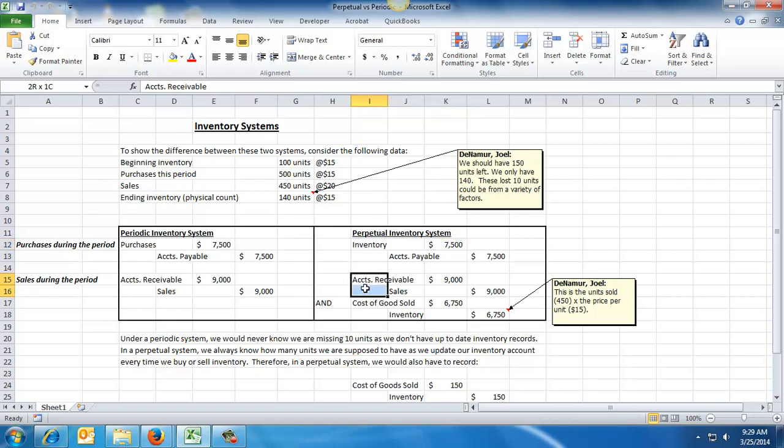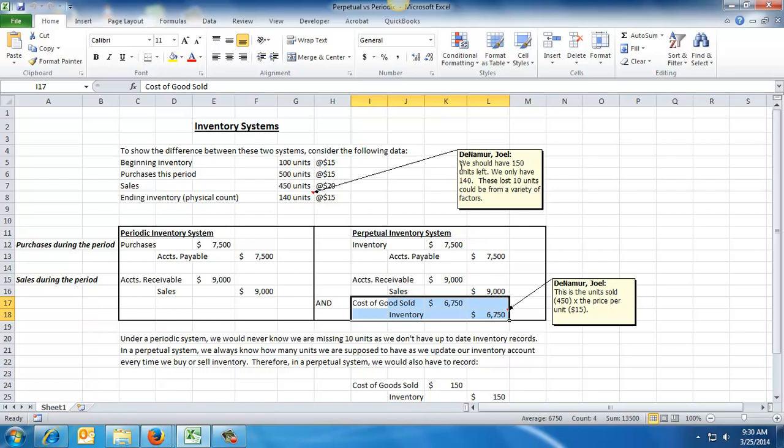When we later sell inventory, once again we will debit accounts receivable and credit sales for $9,000, but we will also record at the same time another entry where we debit cost of goods sold for $67.50 and credit inventory for $67.50, which is the number of units sold, the $450, times the cost per unit of $15.